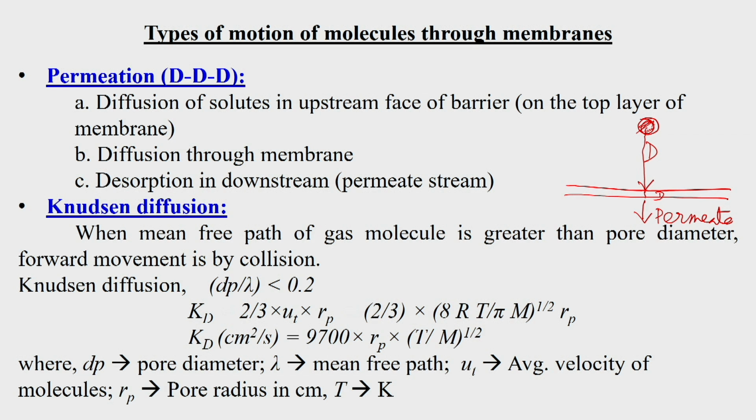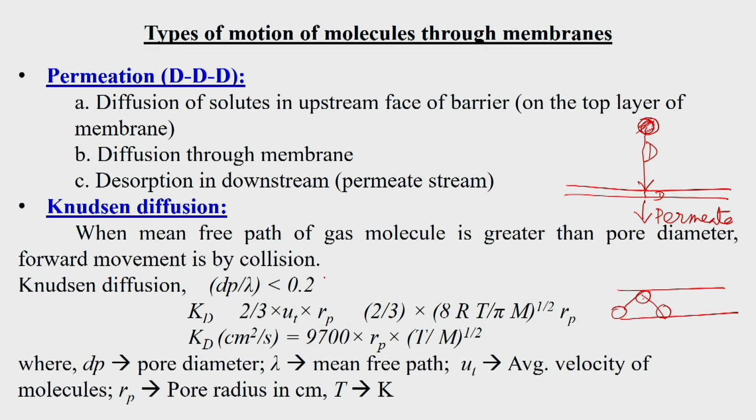When the mean free path of the gas molecule is greater than the pore diameter, forward movement is done by collision. Suppose we have one pore and one target component is moving, and the mean free path is greater than the diameter. Before it moves to the next position, it will collide with the wall of the pore, so the forward movement is controlled by the Knudsen diffusivity. This is different from the molecular diffusivity.